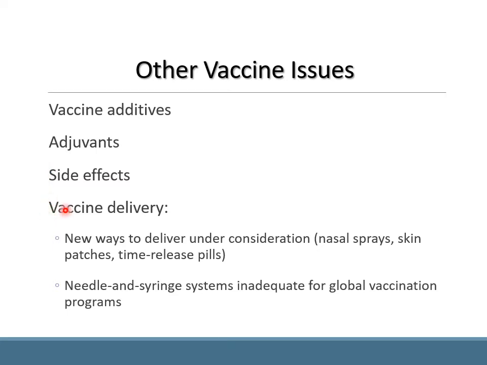And then issues with vaccine delivery. So these are other regions of vaccinology that are being developed. Can we find new ways to deliver? Nasal sprays, skin patches, time-release pills. That needle and syringe system is not adequate to vaccinate the world.